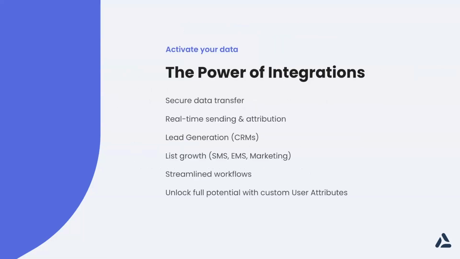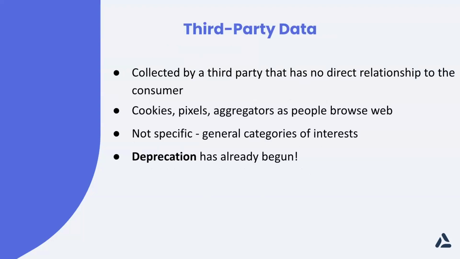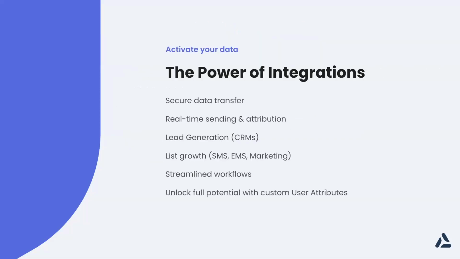And then third-party data, again, has no direct relationship to the consumer. Usually that's in the form of cookies, pixels, and aggregators as people browse websites. It's not very specific. And again, deprecation of that has begun. This is very similar to Nielsen rankings, right? It's more of a macro level. And yes, there's some separation there in the details and the data that's being reported, but those are very similar in how it's collected.